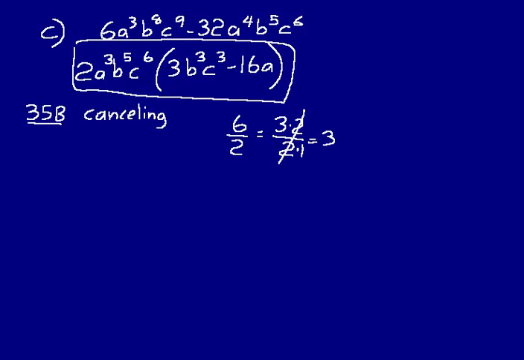What I'm trying to show you here is that in order to cancel something, you have to have a factor in common in the numerator and the denominator. In this example, 5 over 2, there's no factor in common other than 1 in the numerator and denominator, so there's nothing to cancel there.